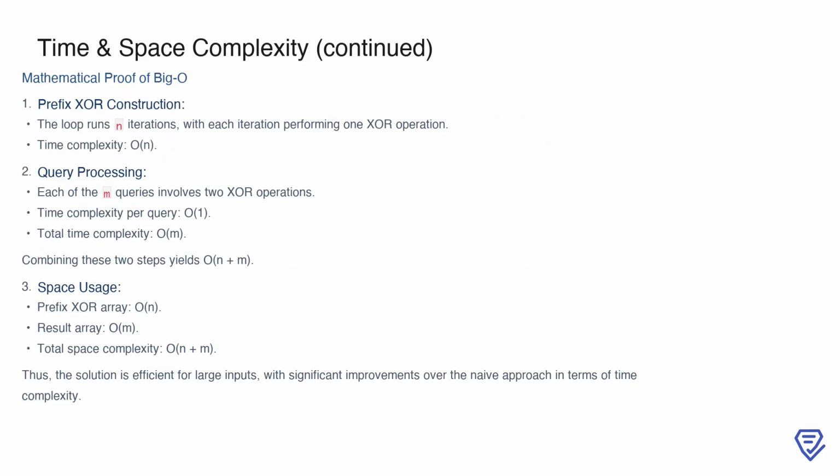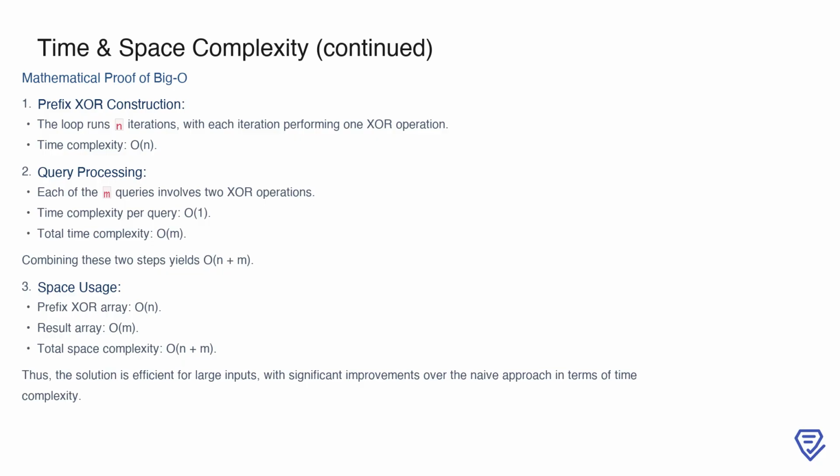Finally, let's mathematically confirm the big O analysis. For the prefix XOR construction, the algorithm iterates through the input array n times, with each iteration performing one XOR operation. This results in a time complexity of O(n). For query processing, each of the m queries involves two XOR operations, making the time complexity per query O(1). Multiplying this by the m queries, the total time complexity for this step is O(m). When we combine these two steps, the overall time complexity of the solution is O(n plus m).